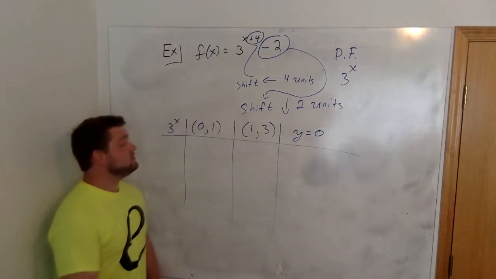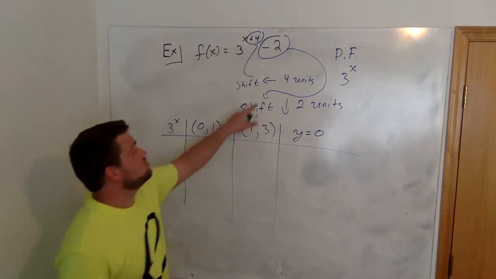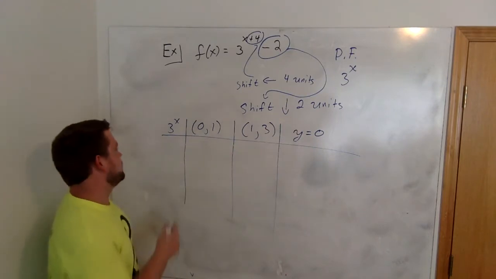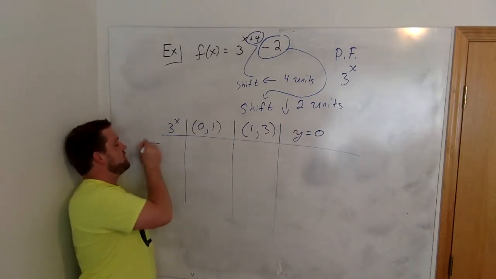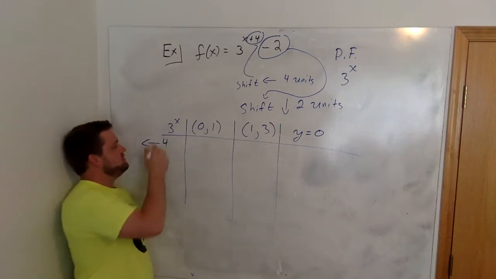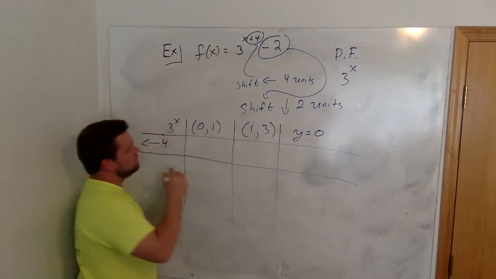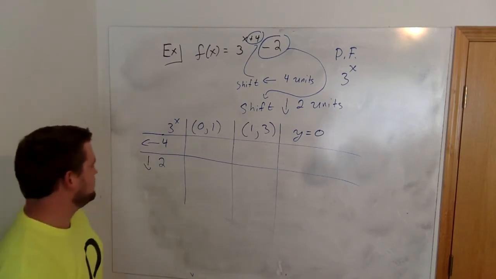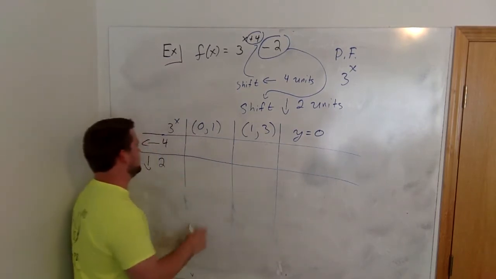Now I want to shift these points to the left 4 units and down 2 units. I'll record those transformations over here, and I'll draw an arrow. We need to shift the function left by 4 units. We also need to shift the graph down 2 units. Okay, so let's figure out how to do this. It won't matter what order you do these in.